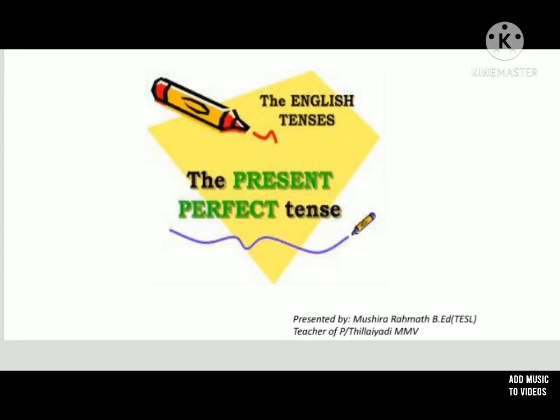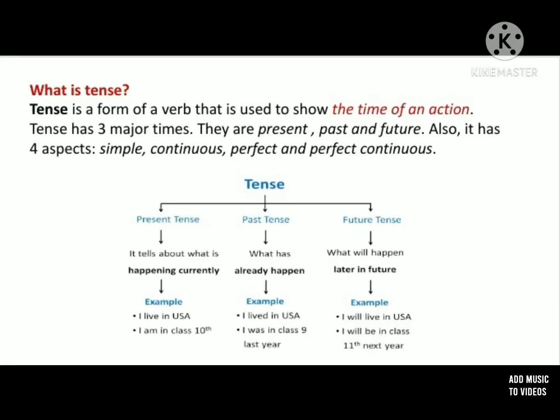Hello students, today we are going to learn present perfect tense. But before that, let's see what is tense. Tense is a form of a verb that is used to show the time of an action. In other words, tense shows when an action is done or is performed.